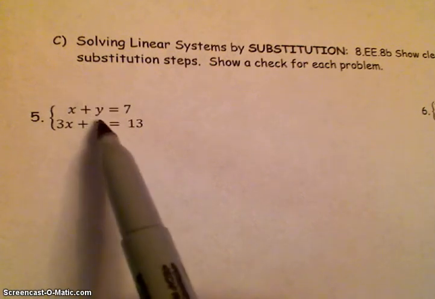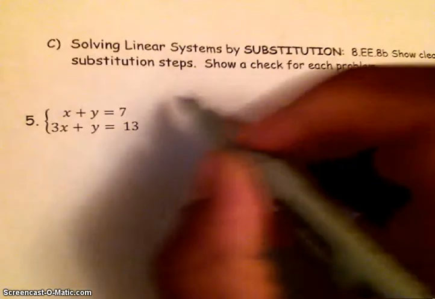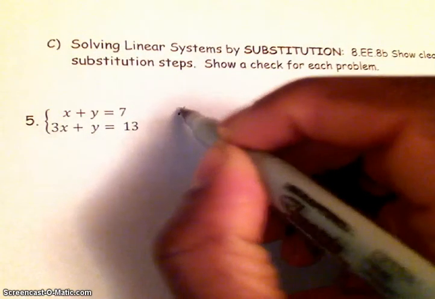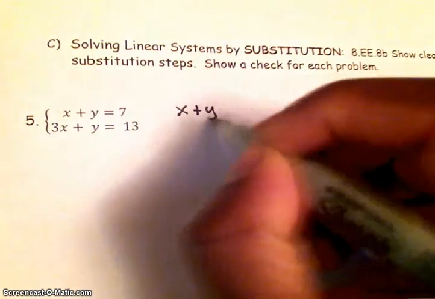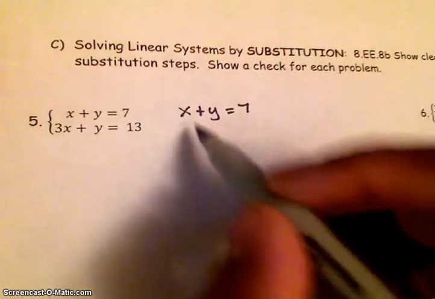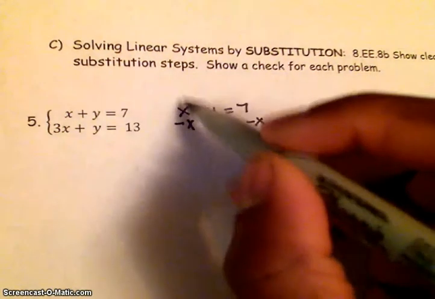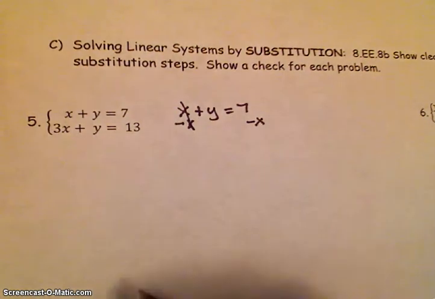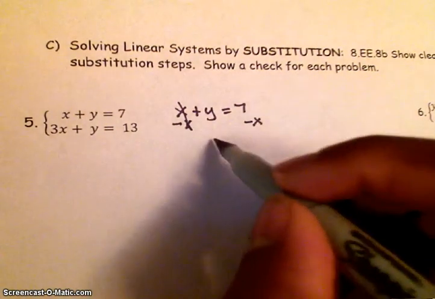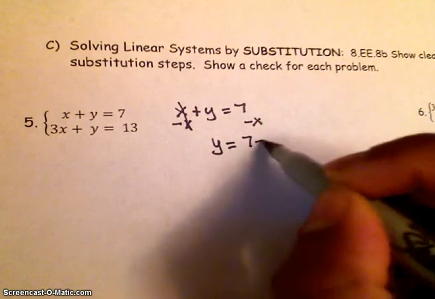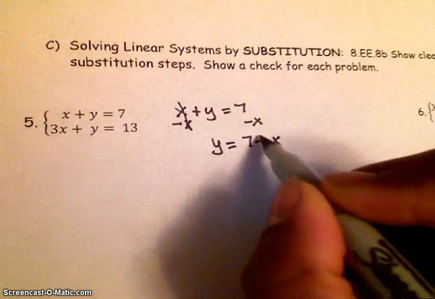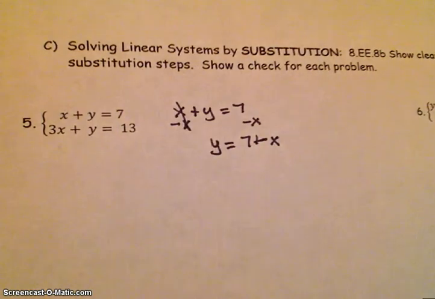We're used to getting y by itself, so I'm going to go ahead and do that. I have x plus y equals 7. To get y by itself, I'm going to subtract x from both sides. x minus x simplifies to be 0, and then I'm left with y equals 7 minus x. I can change that minus to add the opposite.